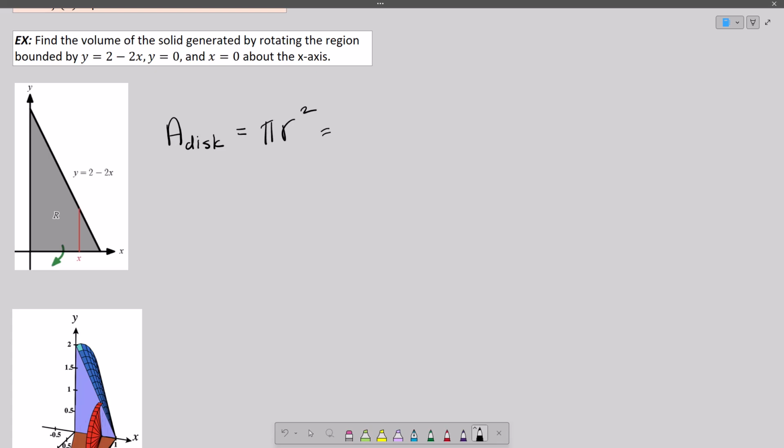But in our particular case, the radius of the disk formed by this red segment here, isn't the radius just the function? 2 minus 2x, right? That's what the function is doing here. So 2 minus 2x will be the area of the disk at x. So we've got a generic element at x right there. If we were to plug in whatever that number is, we will get the area of the corresponding disk.